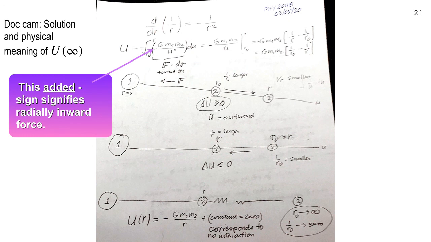So the physical interpretation here is that with this constant going to 0, it corresponds to no interaction or negligible interaction. Now, physically, that makes sense.